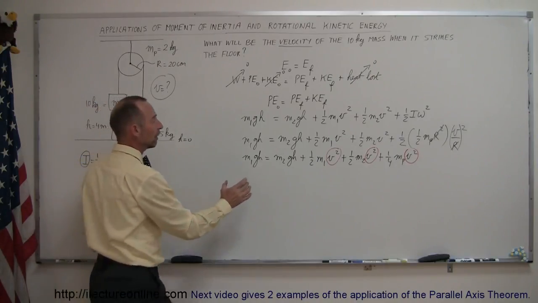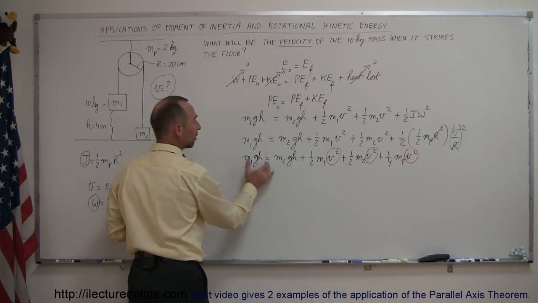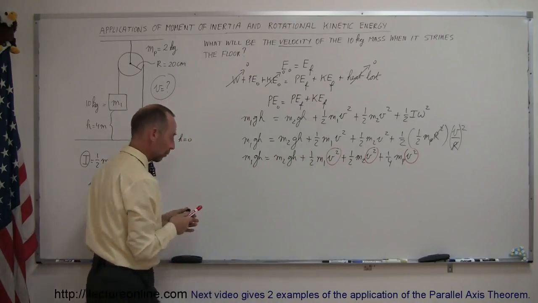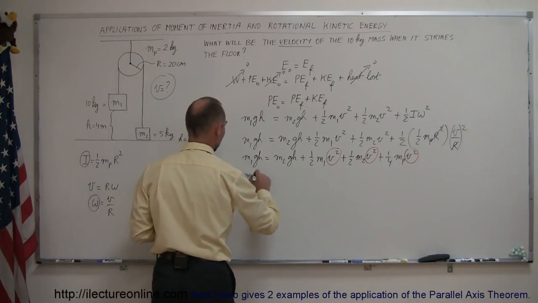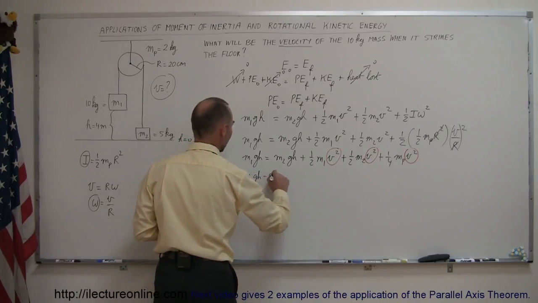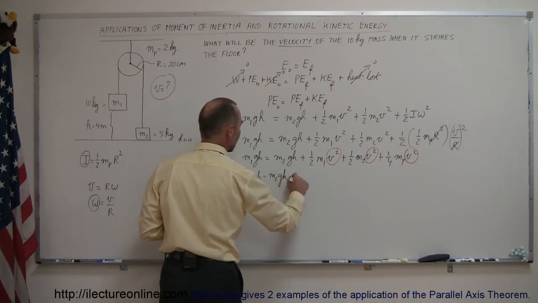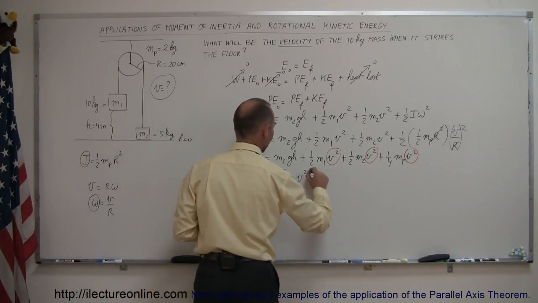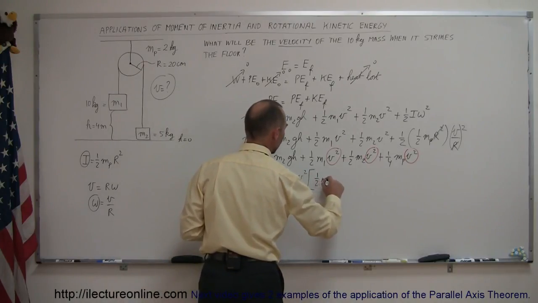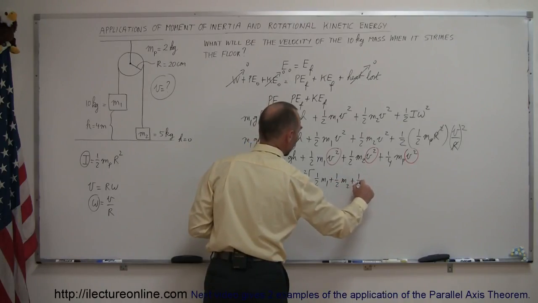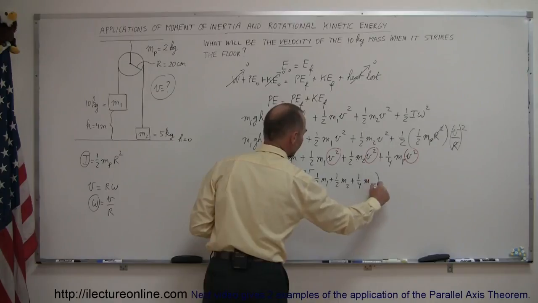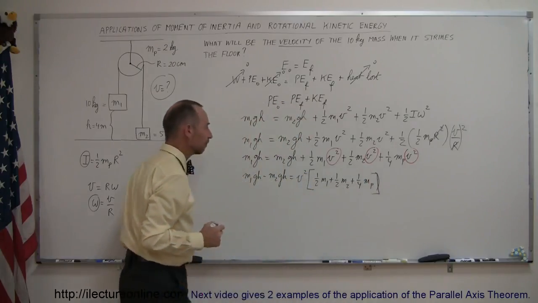We can do that by moving the m2gh to the other side of the equation and factoring out a v squared from the right side of the equation. So then what we get here is m1gh minus m2gh equals v squared times 1/2 m1 plus 1/2 m2 plus 1/4 the mass of the pulley. Like so.